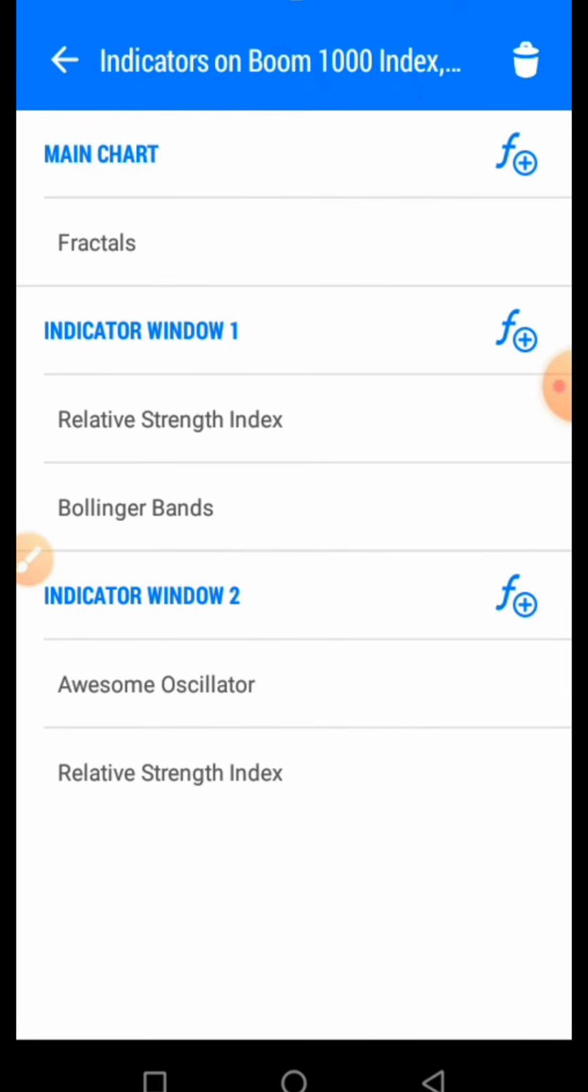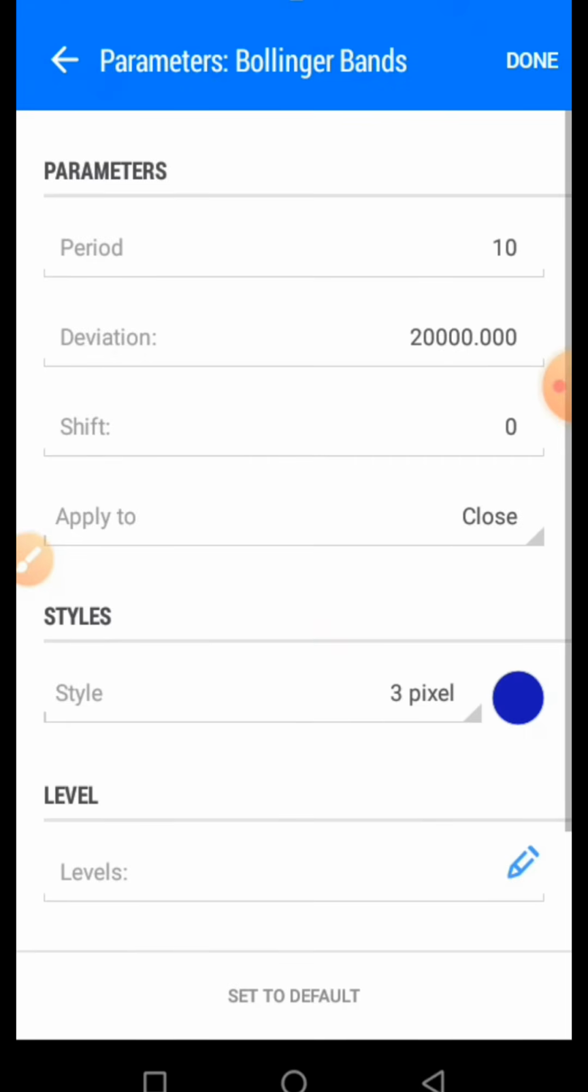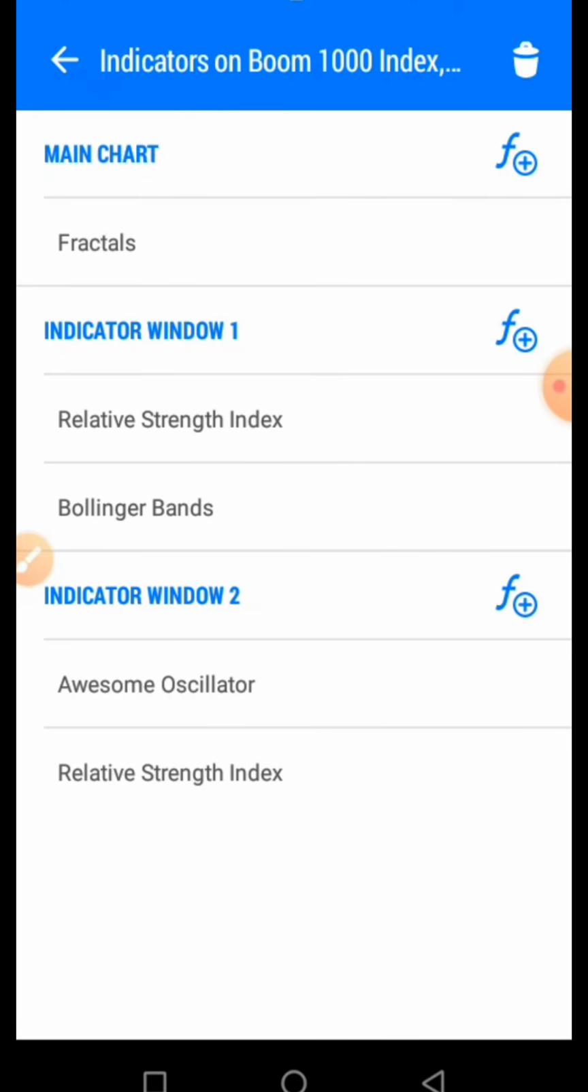Then after that, we have the Bollinger Band. You search and add the Bollinger Band under the relative strength index. The period is 10. This is the deviation, and the shift is 0, apply to close. Under style, we have 3 pixels. You make the color blue or any color of your choice. Then after that, you click on done. That is that for the indicator window 1.